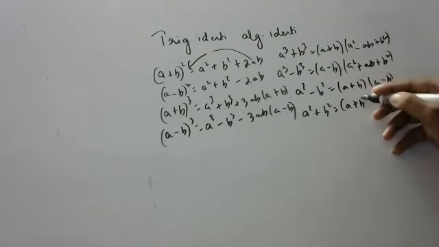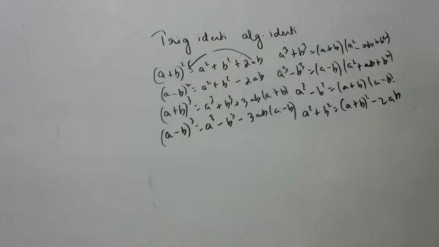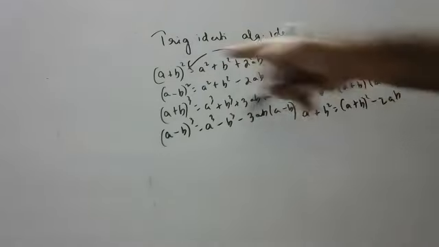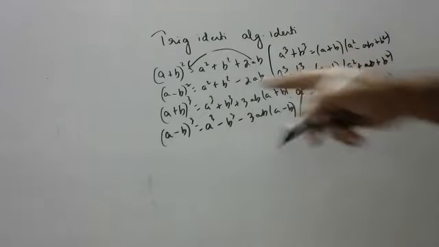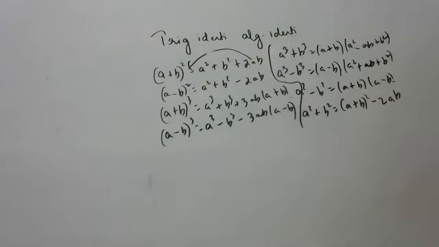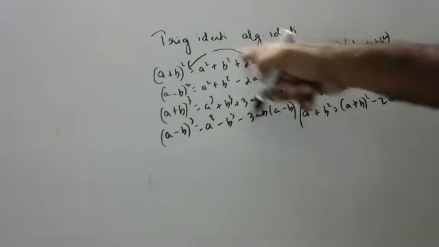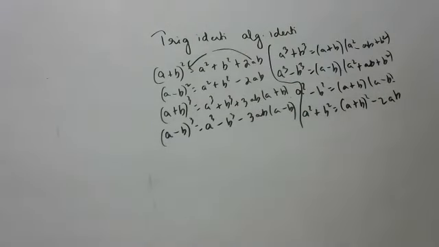Okay, children. So sometimes A square plus B square, we can also write as A plus B whole square minus 2ab. If I write like this, don't get confused. A square plus B square, we can write as A plus B whole square minus 2ab. Like this also we can write. Okay, children, let's start.